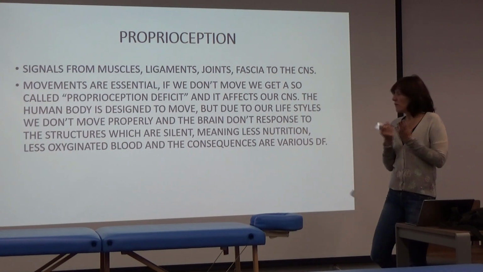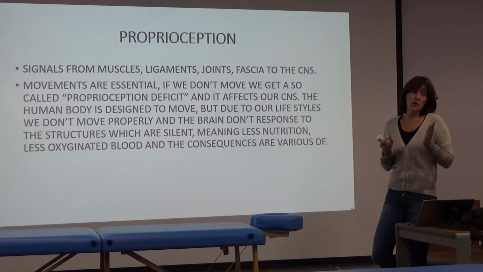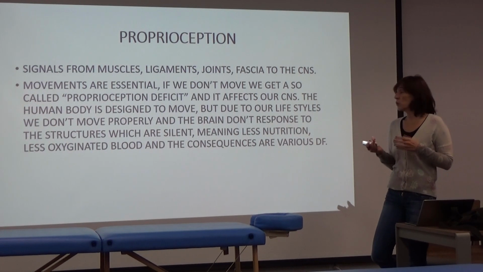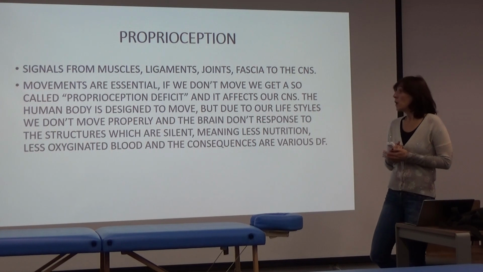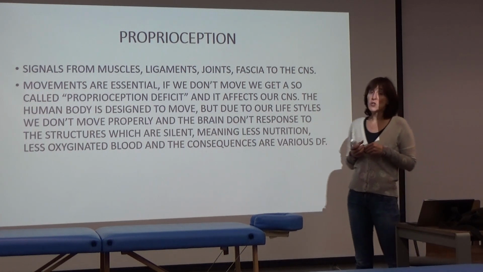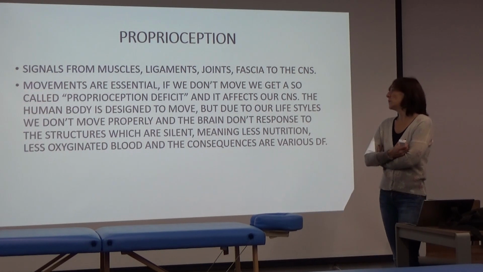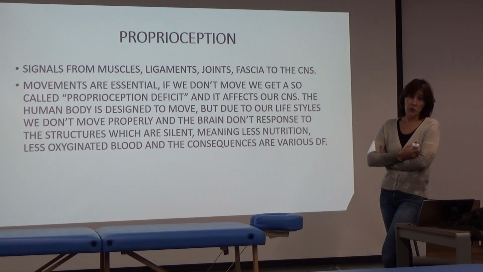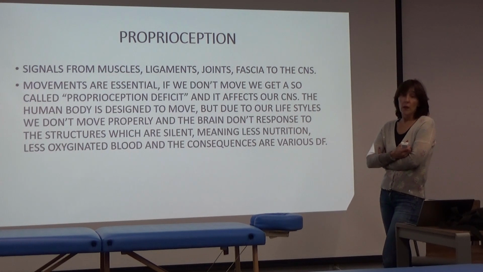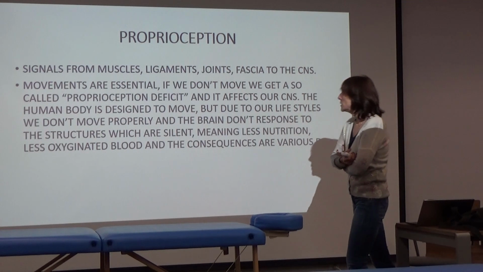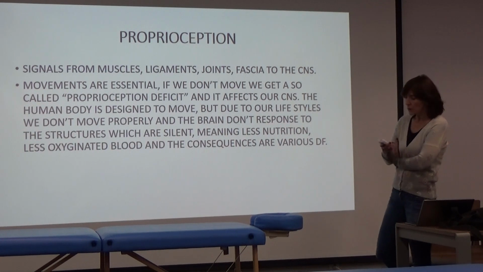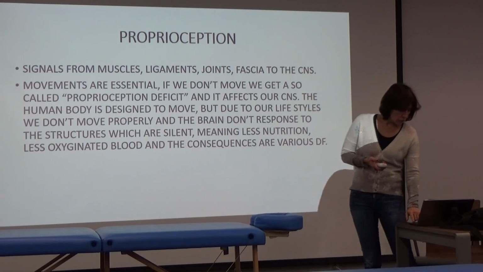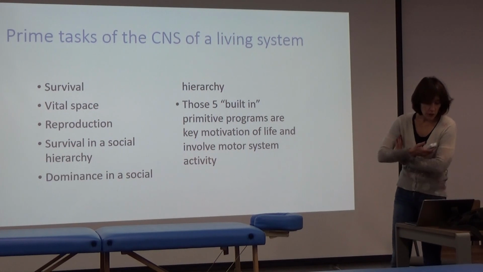In the average human being, we hardly get 60% of that. The rest we don't move, and our brain doesn't get the signals from many muscles if we don't move. What happens then? It's called proprioception deficit, and then we can have many dysfunctions. Because if the brain doesn't get the proper sensory information from any part of the body, then it doesn't respond properly. That means there's not enough nutrition, not enough oxygenated blood, not enough lymph drainage, and all this kind of problems. And this of course can cause many dysfunctions.